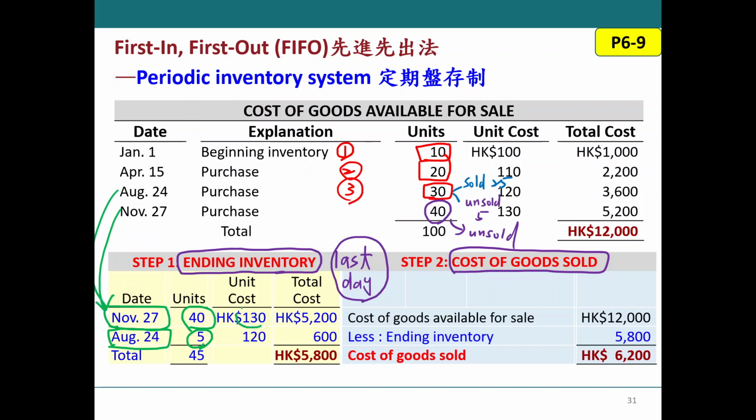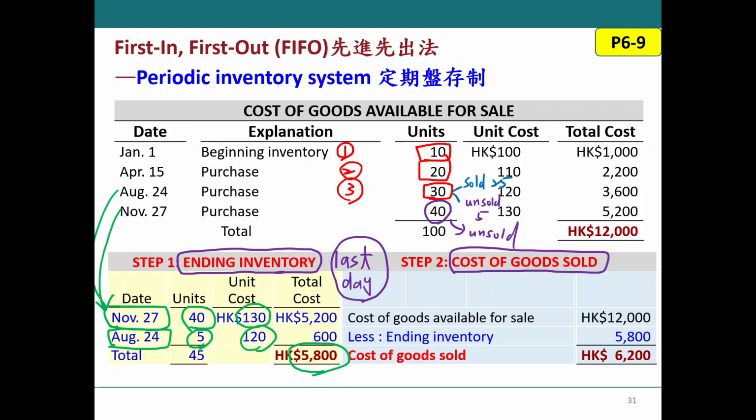Each one, they have a different unit cost. So based on the unit you still in your company, based on different unit cost, could you get the total numbers? Yes, right? So you will find out your total cost of ending inventory. How much? $5,800.